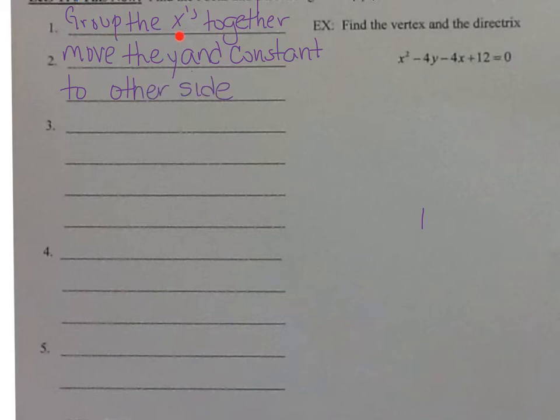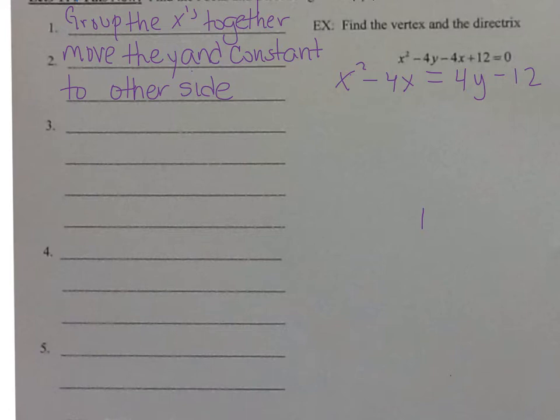Okay, so I'm going to group my x's together, and then I'm going to also move my y and my constant to the other side. So I do not want it to be equal to 0 anymore. So I'm going to take my x's, put them together, and take my y's and constant and put it to the other side. So I have x squared minus 4x. Now I'm going to take my negative 4y, add it to the other side, and minus 12 to the other side. So add 4y to both sides, I get 4y, and minus 12 to both sides, and I get minus 12 on the other side.